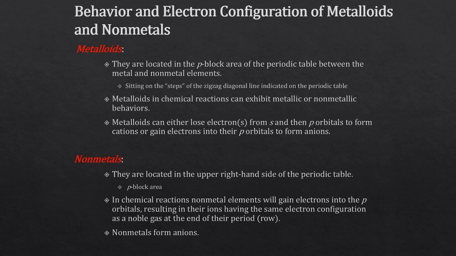We then have our nonmetals. The nonmetals are all located in the upper right-hand side of the periodic table, in the area above that jagged line. In chemical reactions, the nonmetal elements are going to gain electrons in their p orbitals, and they're going to gain enough electrons to form a noble gas configuration. So you can figure out, based on their position, how many electrons they are likely to gain. And these nonmetals, since they're gaining electrons, are going to form anions.